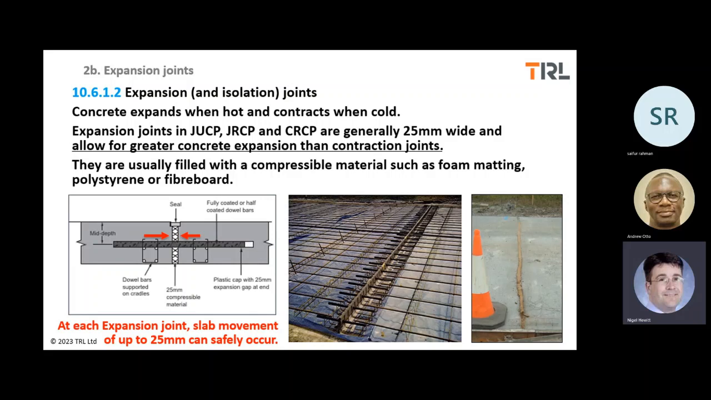Now, expansion joints allow a greater amount of movement. For example, at a bridge deck, you don't want the concrete to expand and destroy the bridge. So you put in an expansion joint so that the concrete has plenty of movement there and won't affect the bridge.